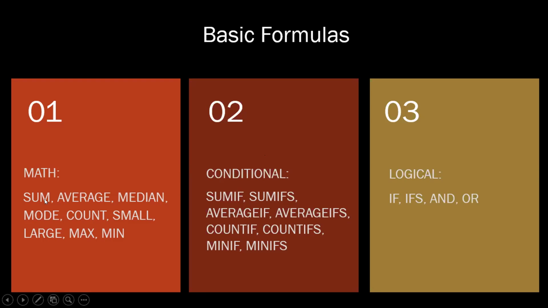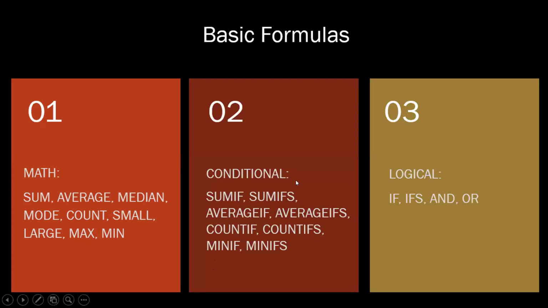So we have the sum function. We have the mathematical functions. We have the conditional functions, and then the logical functions as well. The differences are in what they do. So the sum function, like we've seen what it does, we'll have the average, the median, the mode, the count, the small, the large, the max, and then the mean. So we are going to use all of these things and you'll see how they work.